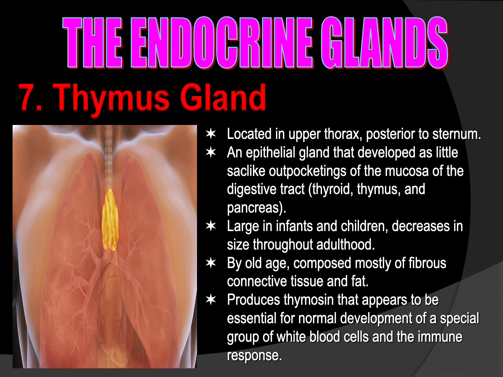Now, what is the known hormone secreted by the thymus gland? It's thymosin. Ang thymosin appears to be essential for normal development of a special group of WBCs and the immune response. We will further discuss the functions of thymosin when we reach the discussion about blood.